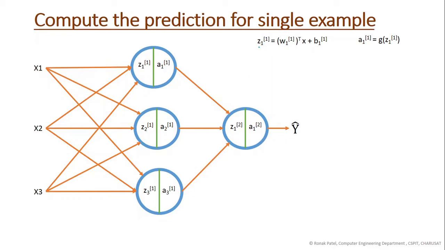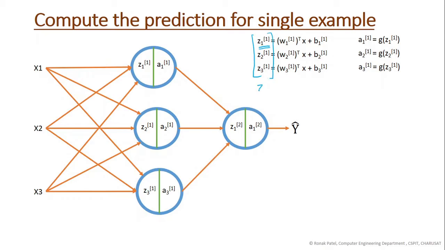So it will pass here. You can see that what I have written previously, the same thing I am writing over here: Z11 is W11 transpose X plus B11, and A11 is equal to G of Z11. Same thing for Z2, A2, Z3, A3. So this is the first neuron.